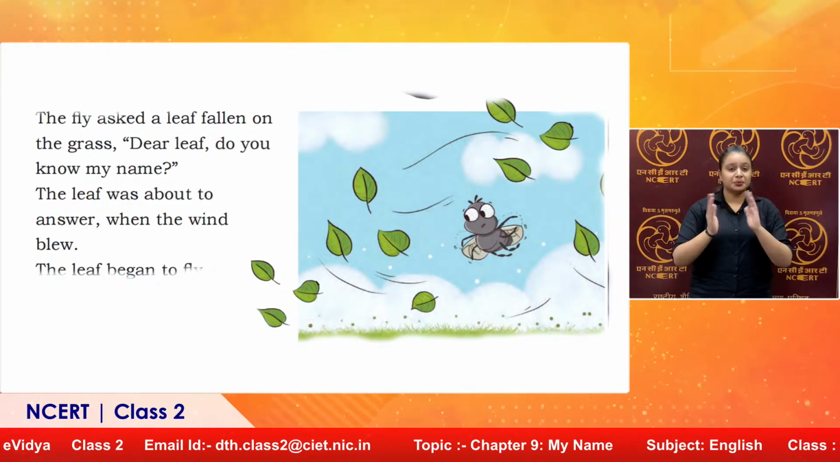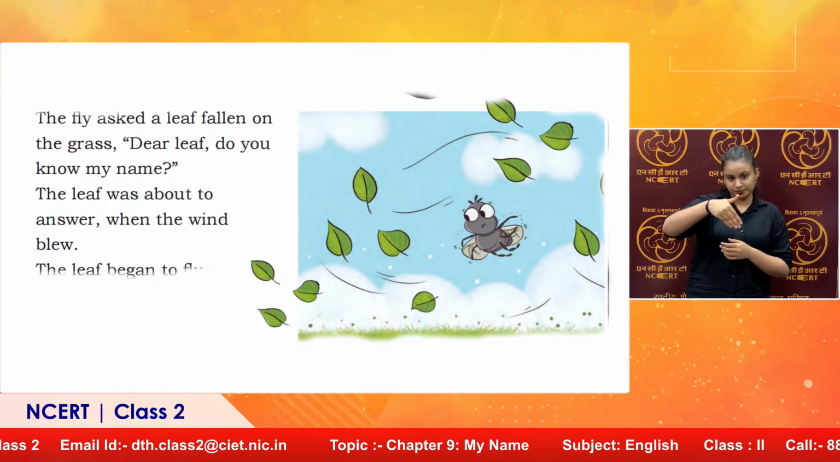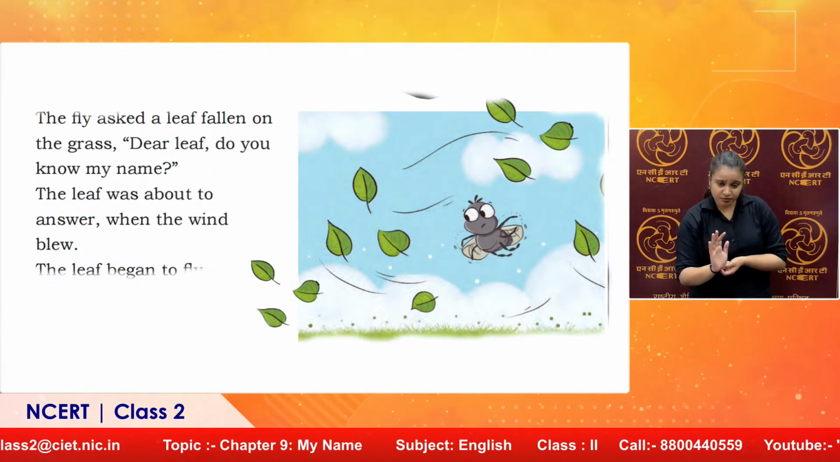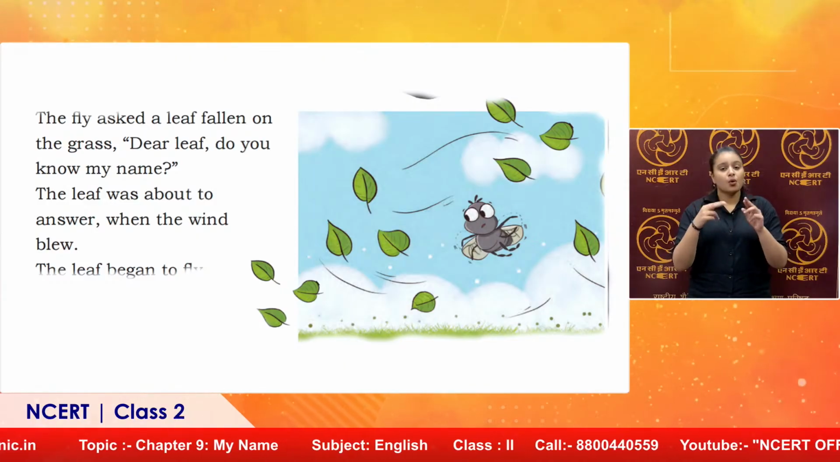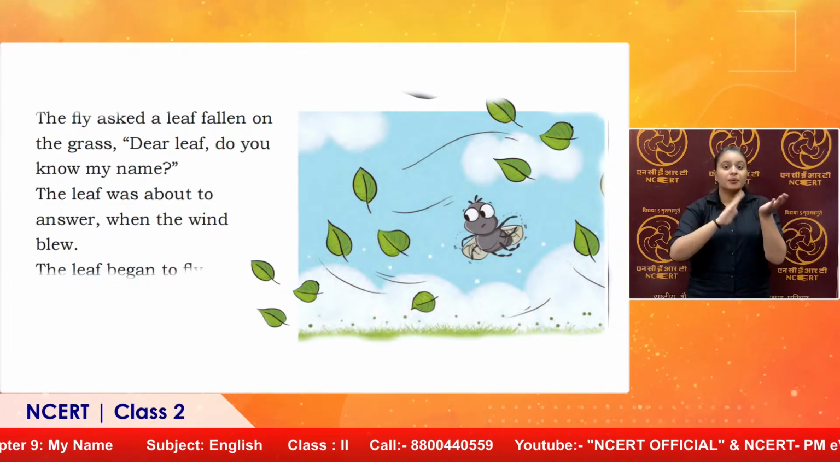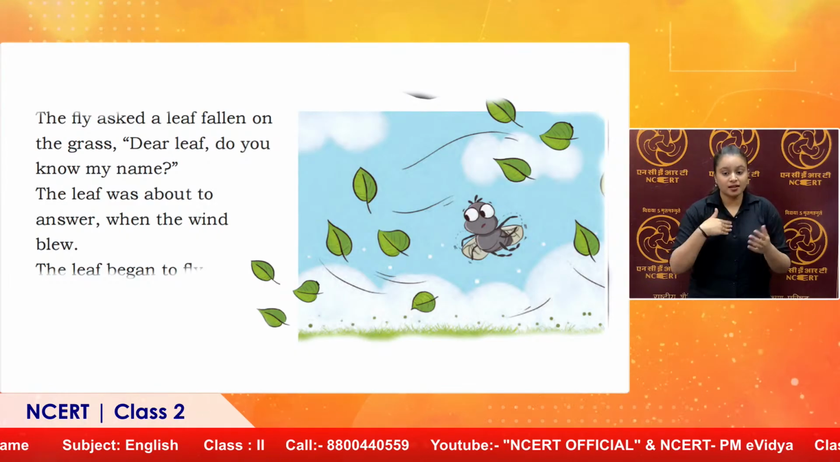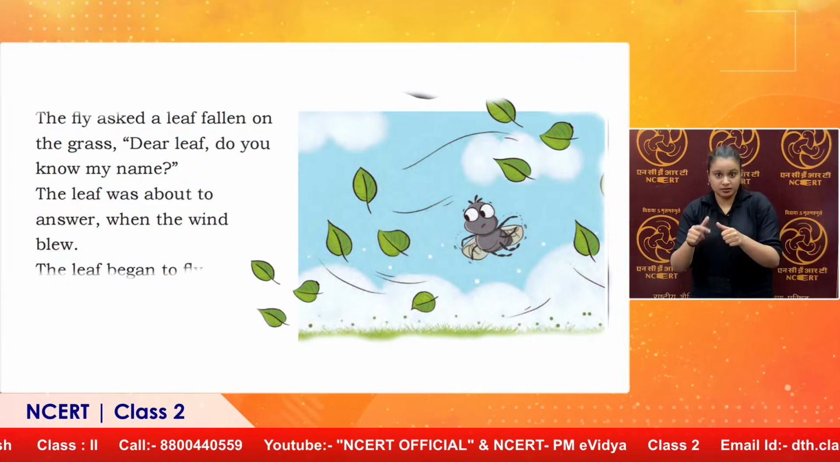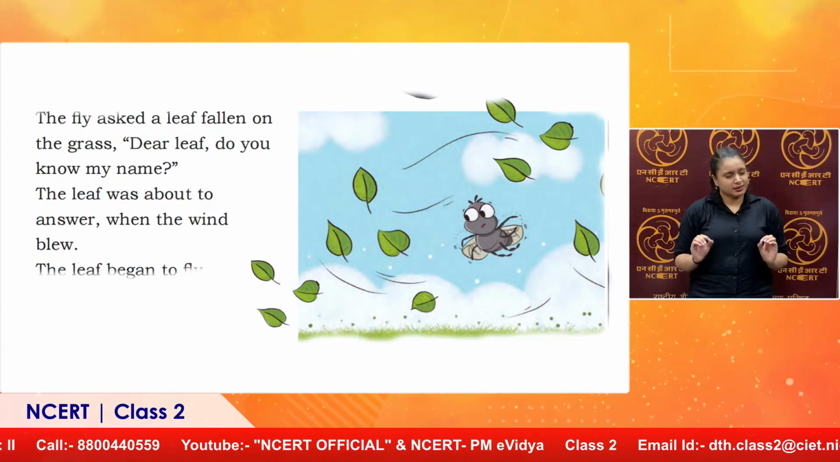The fly asked a leaf fallen on the grass, "Dear leaf, do you know my name?" It seems like the fly is already losing hope. The leaf was about to answer when the wind blew. Shh. And the leaf began to fly. Oh my God! Even before the leaf could tell the name, the wind blew and all the leaves are flying in the air. Now what will happen, Harpreet? Can you guess? Yes, now the fly got its name. It could recollect its name. Is it? Let us find out.